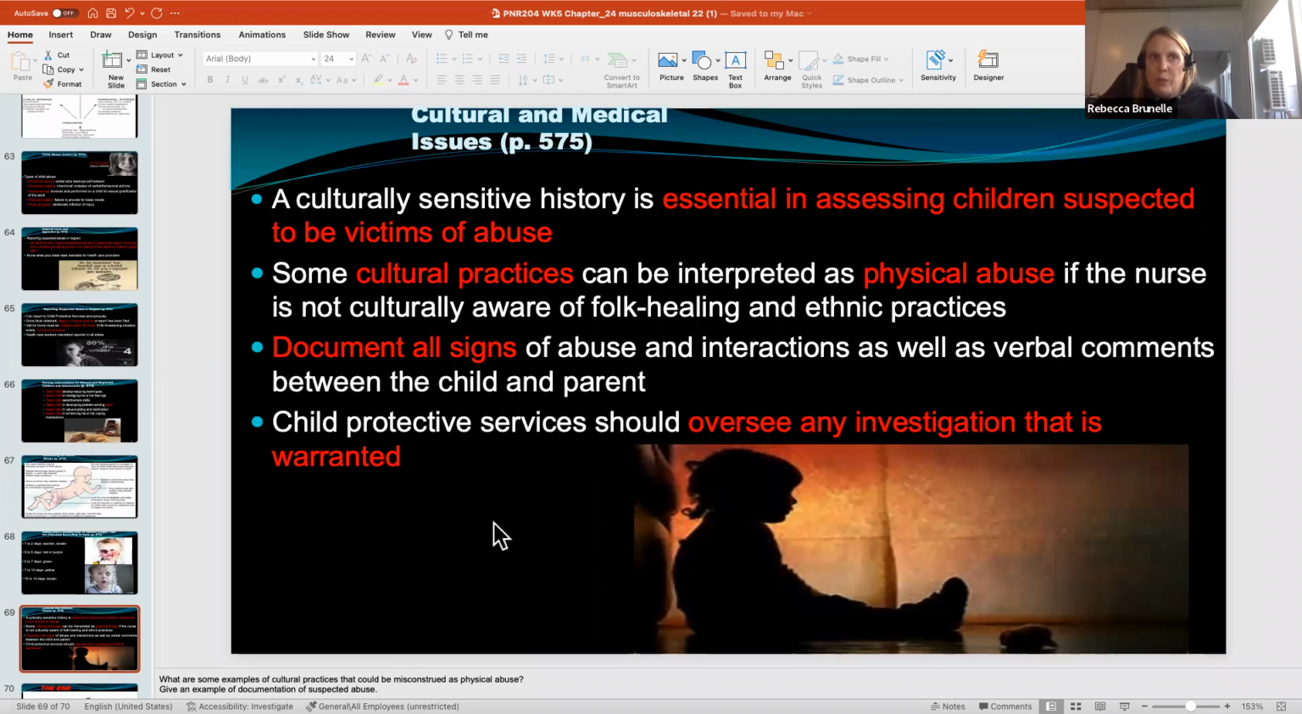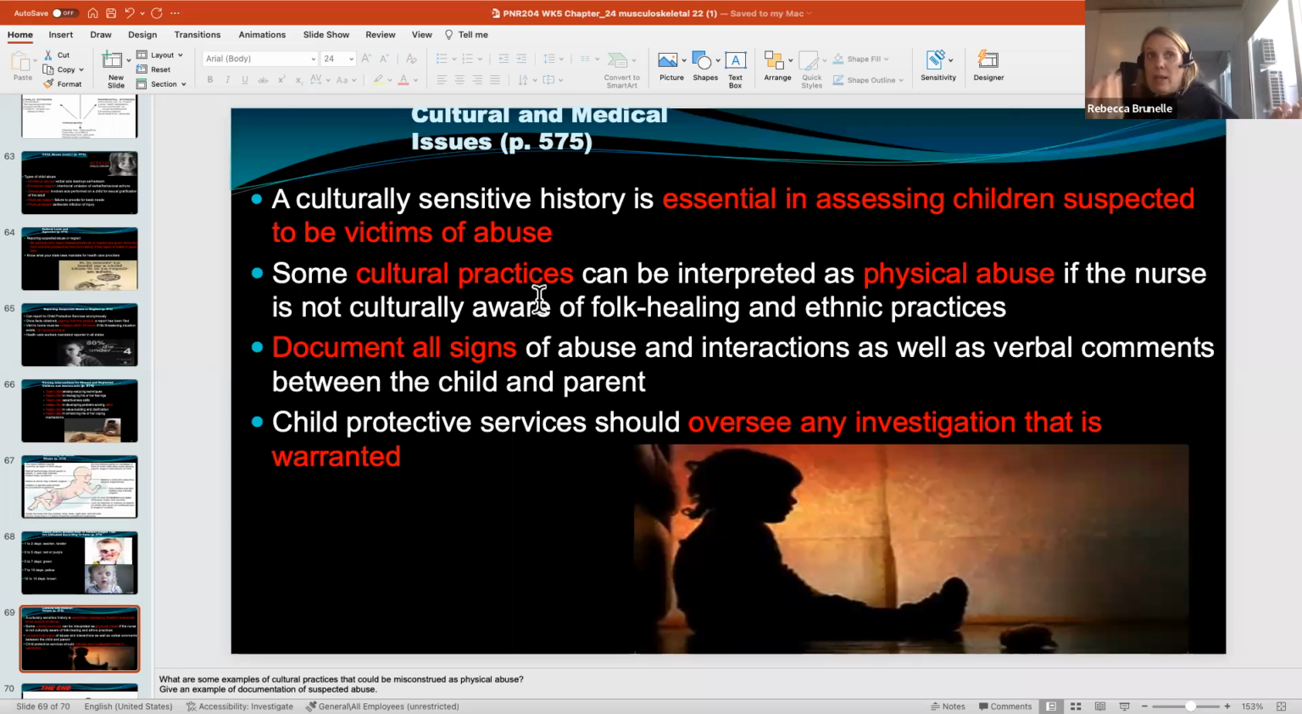Even though you always want to be aware of child abuse, you also need to be aware that there are certain cultural practices that can be interpreted as physical abuse, but it's not. There's something called cupping, which is like a folklore treatment to try to cure illness. They could end up with marks all over their back where they put the cups. It's like a folk treatment.